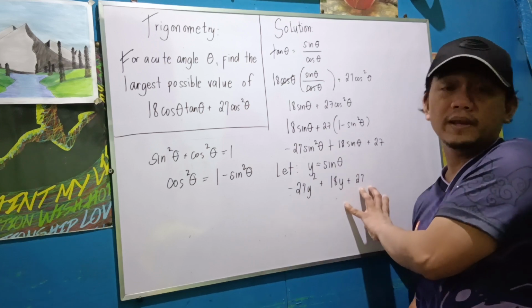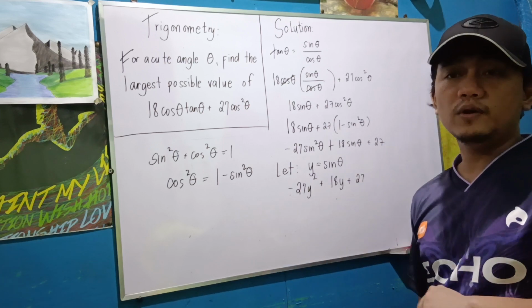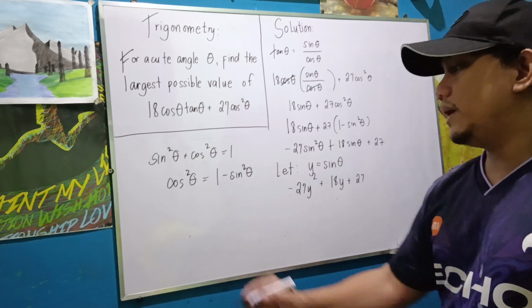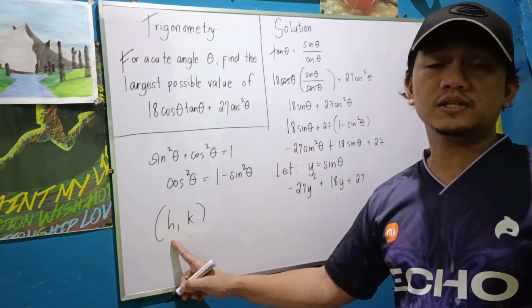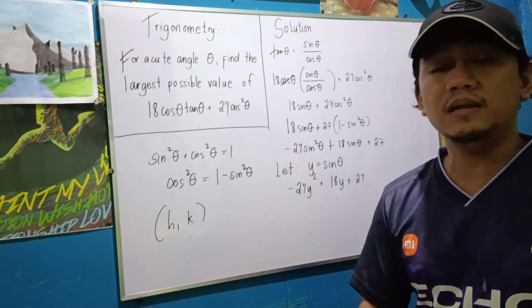Actually, you can do here completing the square. However, if you know the vertex formula, so we have the vertex formula, the h comma k, in which the value of h will give you either the maximum or the minimum value.